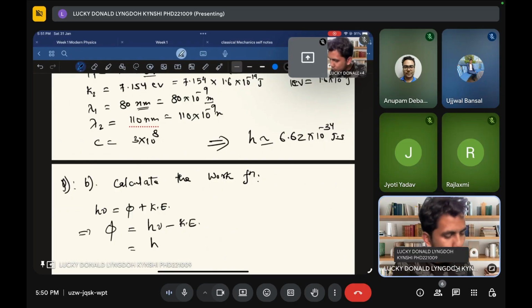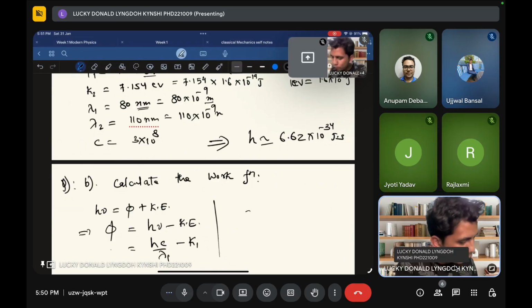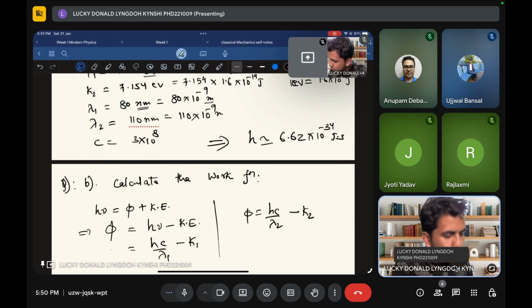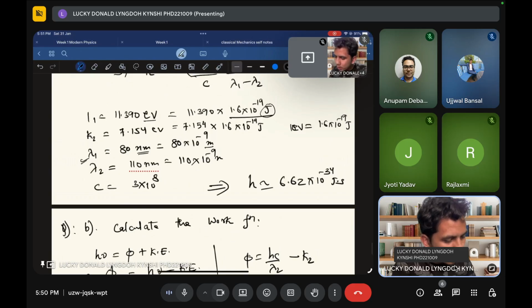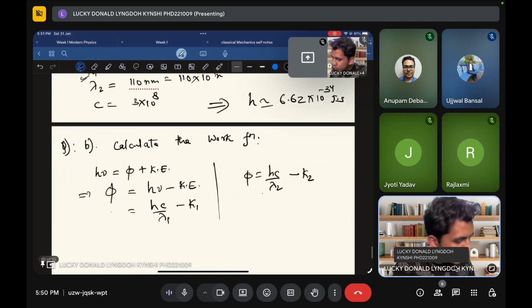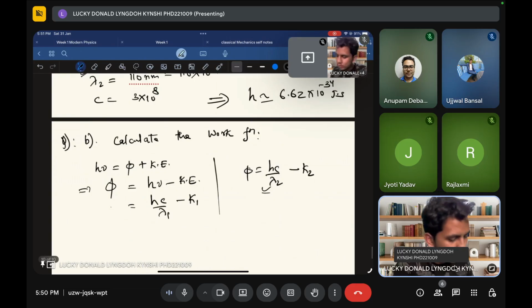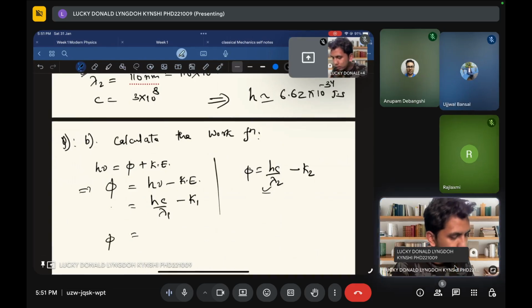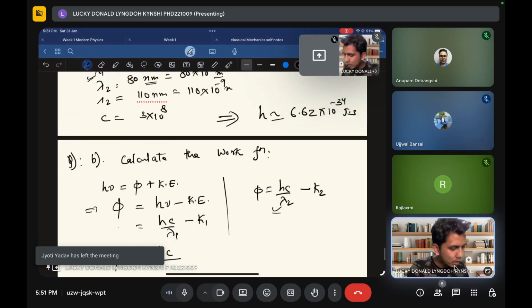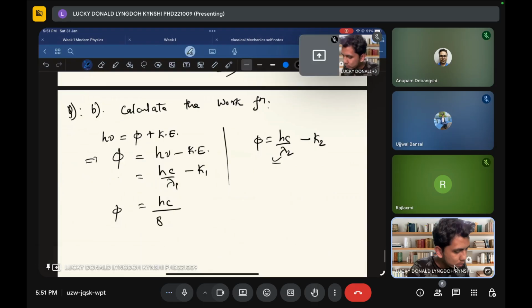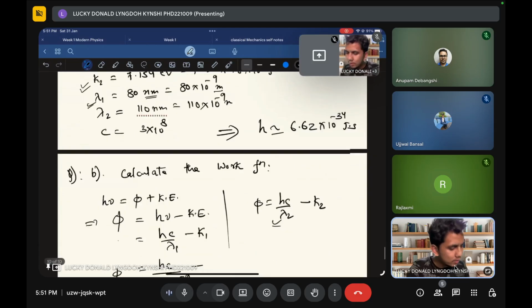If you take hc by λ1, you have kinetic energy K1, or you can also find φ equal to hc by λ2 minus kinetic energy K2. So if you use λ1, then you also have to use K1. If you use λ2, then you have to use K2, but both of them should give the same value. If you use λ1, φ is equal to hc by λ1, where λ1 is given as 80 nanometer, 10 to the power minus 9 meter, minus K1. K1 is 11.390 electron volt.